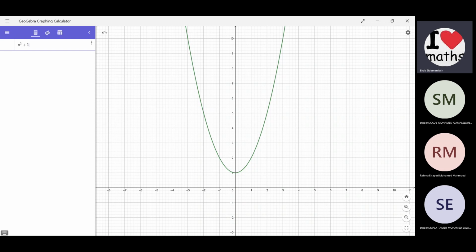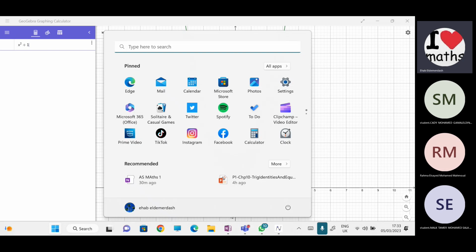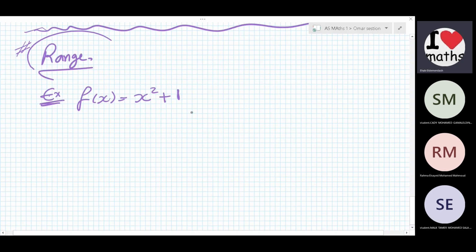Now, I need you to tell me what the range could be in this case. Where did our images come out? Do you think I took all of the y-axis as a range, or is there a specific set of values that I took as a range? What are these specific values? Excellent, Ahmed. It's all the values which are above 1. So if I write this function f of x equal to x squared plus 1, I can replace x by any value from the x-axis.